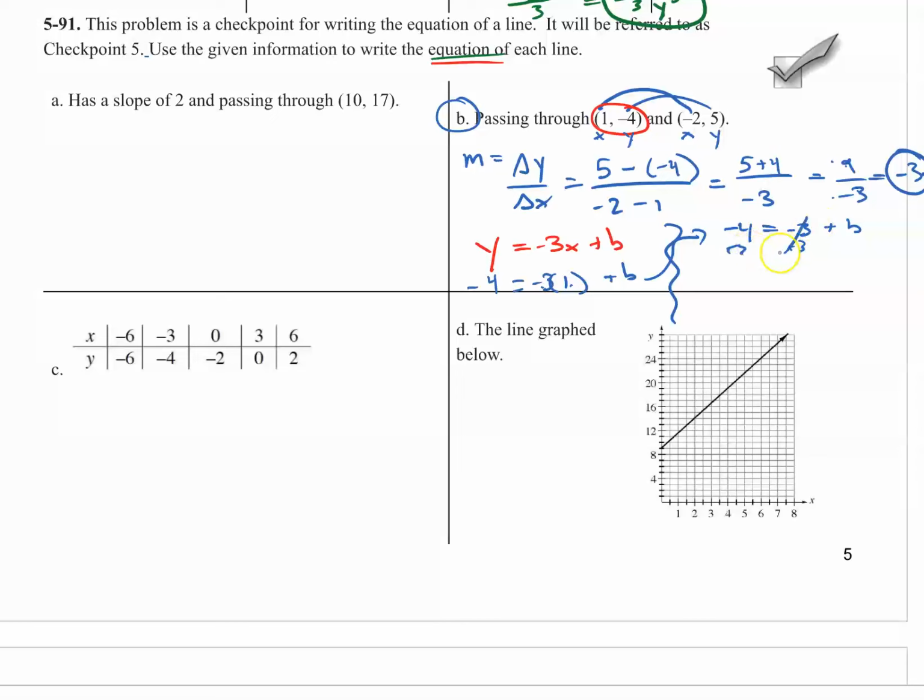Add 3 to both sides. -4 plus 3 is -1. So that's our slope, that's our starting value. Y equals -3x minus 1.